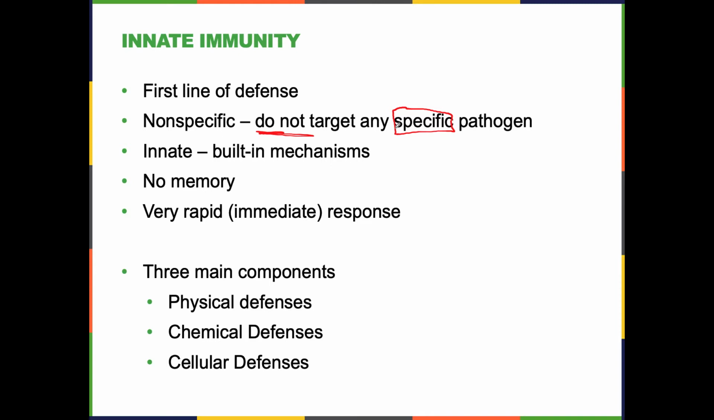There are 3 main components of the innate immune response. We have our physical defenses, chemical defenses, and cellular defenses. And so we'll talk about each of these. And of course, each of these are going to have parts to them.